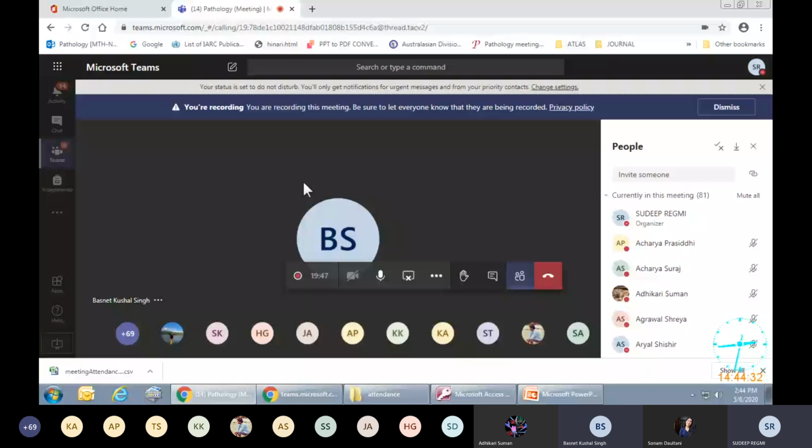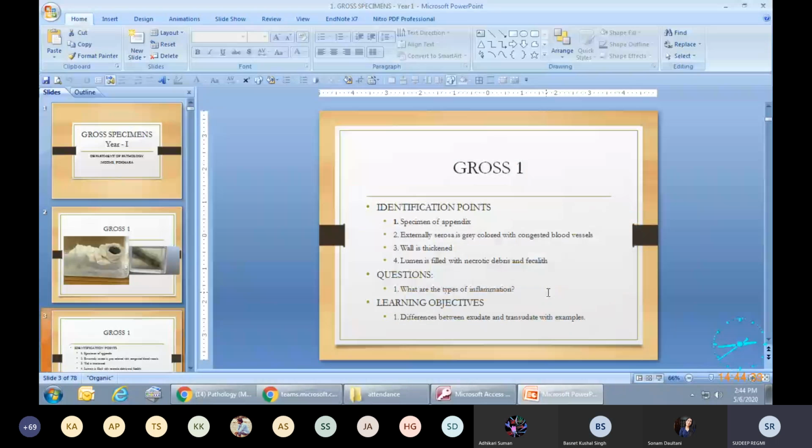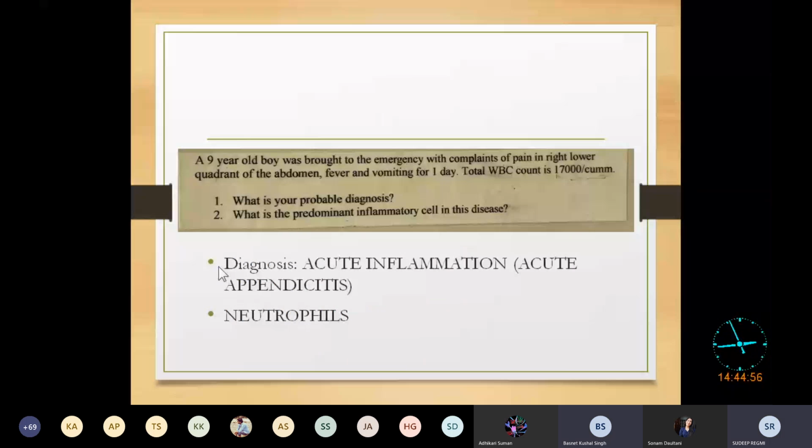So here you see a specimen of appendix where externally the serosa is gray white with congested blood vessels. The wall is thickened and the lumen is dilated and filled with necrotic debris and fecal lith. So this is an acute inflammation, for example, acute appendicitis.